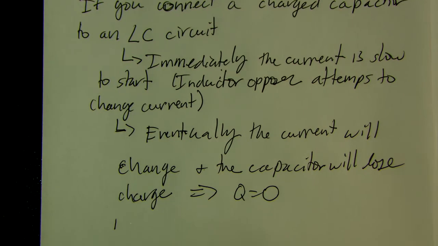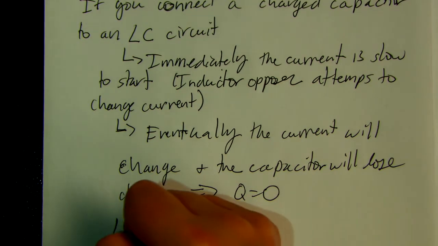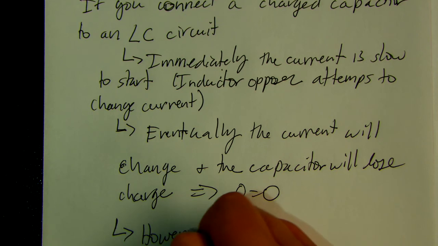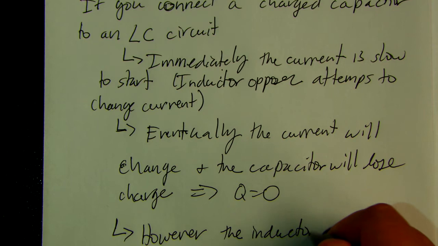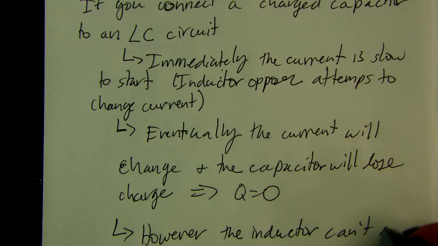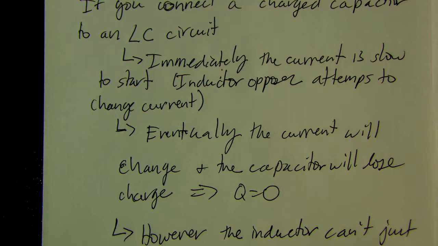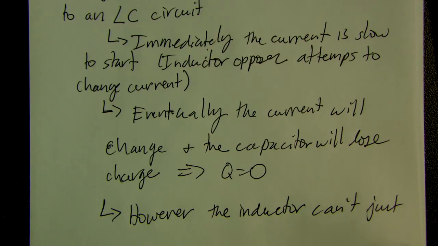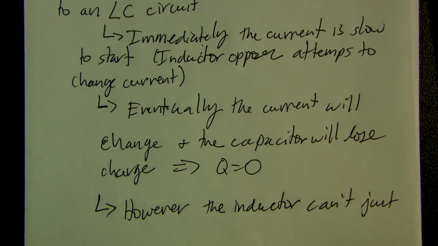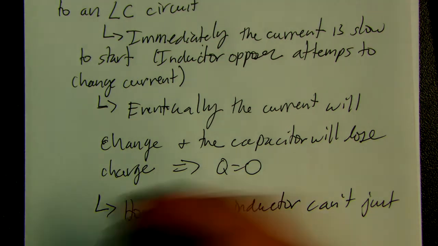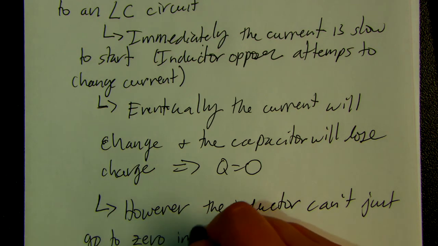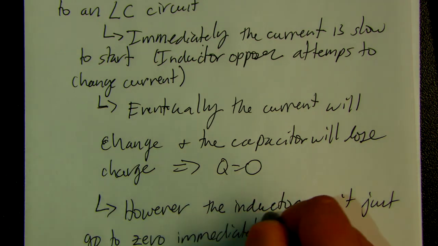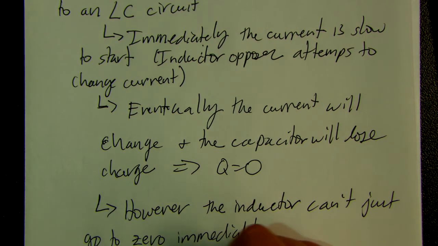Okay, so then it runs down, right? Well, remember, however, the inductor can't just go to 0. No. That's a huge di/dt resulting in a huge dB/dt resulting in a huge EMF. So it overshoots.